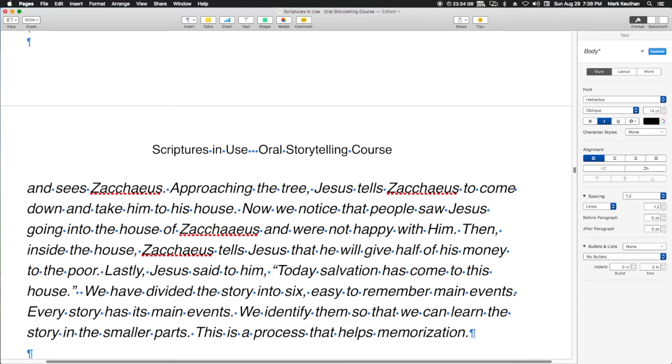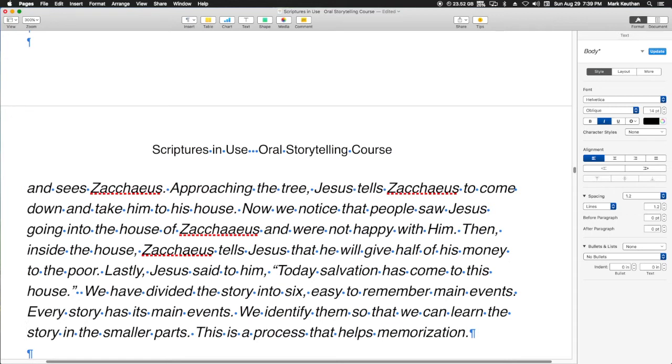Now we notice that people saw Jesus going to the house of Zacchaeus and were not happy with him. Then inside the house, Zacchaeus tells Jesus that he will give half of his money to the poor. And lastly, Jesus said to him, "Today salvation has come to the house." And that's the whole point of the parable. There it is. You want to get to the punchline of this short story, and that is, today, Zacchaeus, salvation has come to this house. That's the point, and you want to have every part of the story get to that punchline.